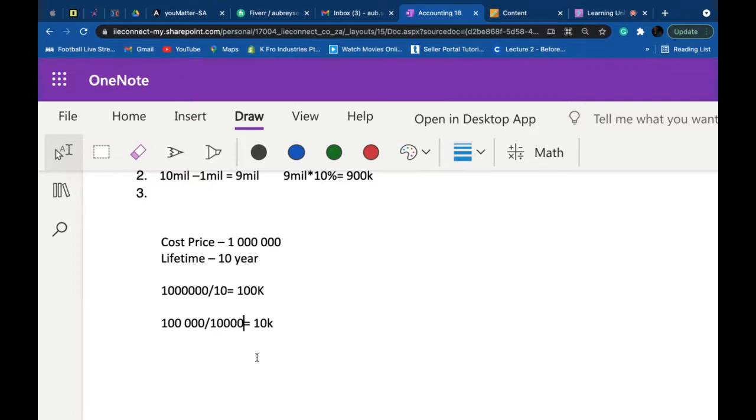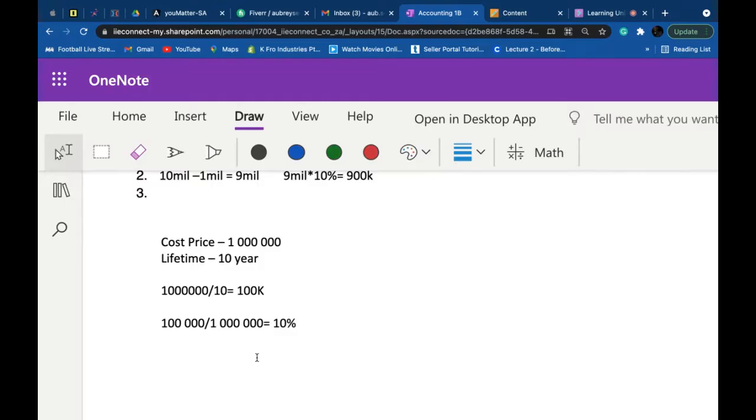Because we want to find out the depreciation rate. Makes sense. That's 100,000. There's your million. There we go. And that gives us 10%. Okay, are we together in terms of getting the depreciation rate?